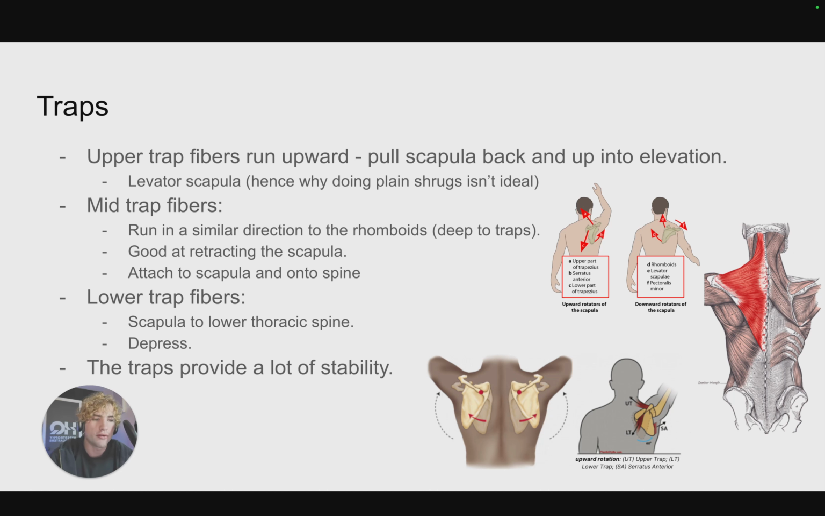The mid-traps are really good at retracting the scapula, just pulling it back. And as you can see with the mid-traps, they just run this way, purely horizontal for the most part. That means they're not going to want to pull the scapula in any particular direction. They're really just going to be retracting it. And they attach to the scapula and onto the spine.